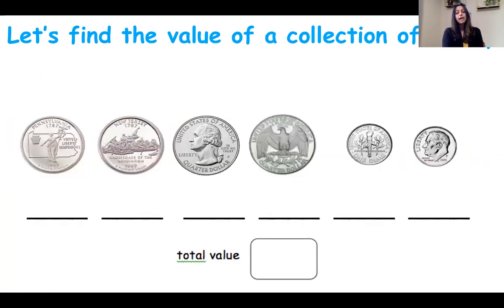This time I don't see any dollar bills. Sorry, that's Gandu going crazy in the background. He's running around like a maniac.